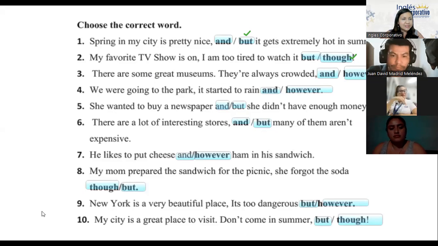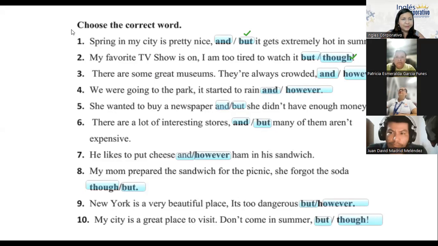Okay, next, Patricia Esmeralda. We were going to the park and it started to rain. What is the correct option? But it's at the end of the sentence. We were going to the park. It started to rain. If it was in the middle, yes, but it's at the end. We were going to the park. It started to rain, however.